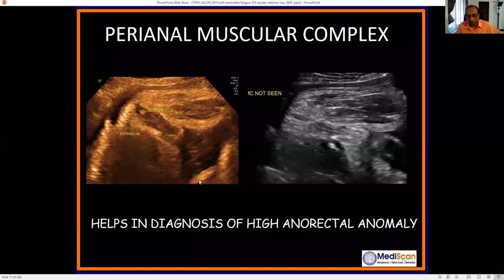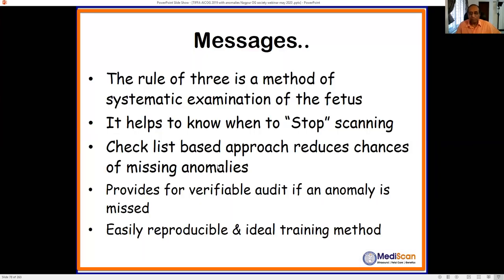Right. So the messages are, the rule of three is a method of systematic examination of the fetus. It helps us to know when to stop scanning. Once you finish your checklist, you tell the patient you can get up. I finished the checklist. Now, there may be cases where you will not be able to achieve this. For example, the head is persistently facing down and you're not able to see the face.